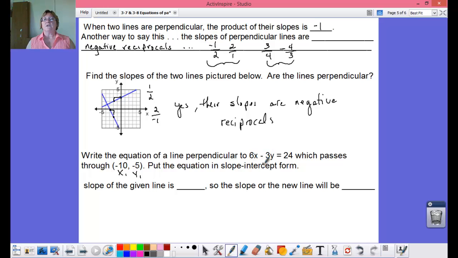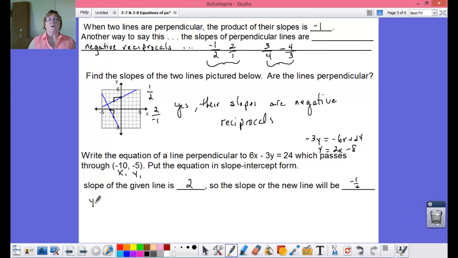First off, I want to subtract 6x from both sides, and that's going to leave me this, minus 3y equaling minus 6x plus 24. Then I divide by negative 3, which is going to leave me with this, y equals 2x minus 8. What I care about in this line is its slope. The slope of that line that was given to us is 2, so the slope of the new line is going to be negative 1/2. Now we're good to go.